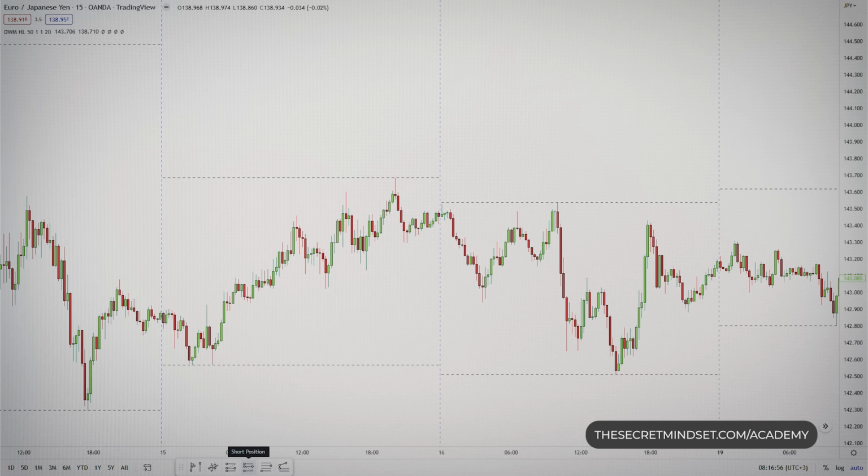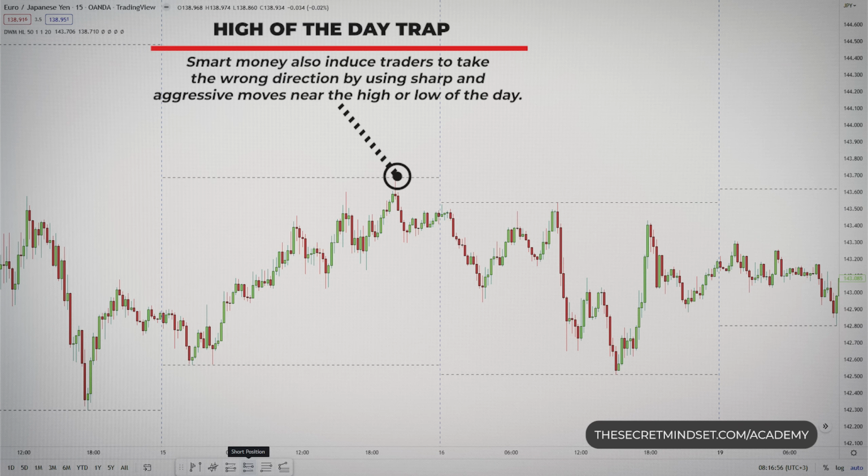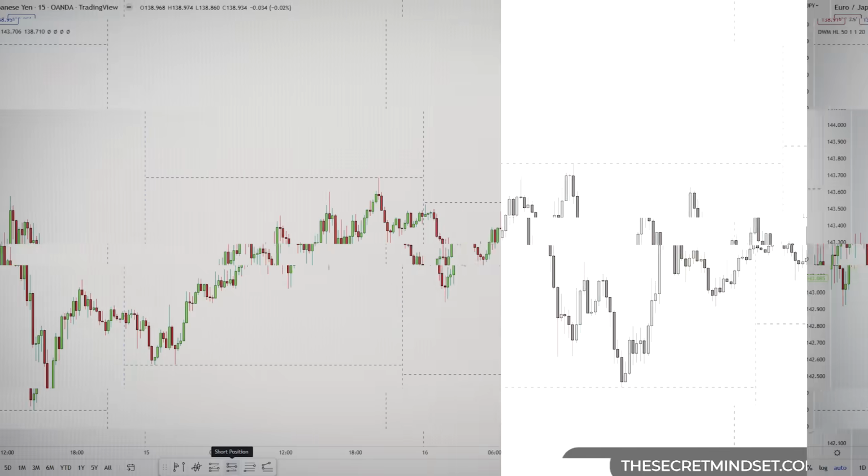Smart money also induces traders to take the wrong direction by using sharp and aggressive moves near the high or low of the day. One of the ways of identifying that you are in the right place is that the market will seem to be quiet in consolidation and make a sharp move out of the range, faking the breakout.